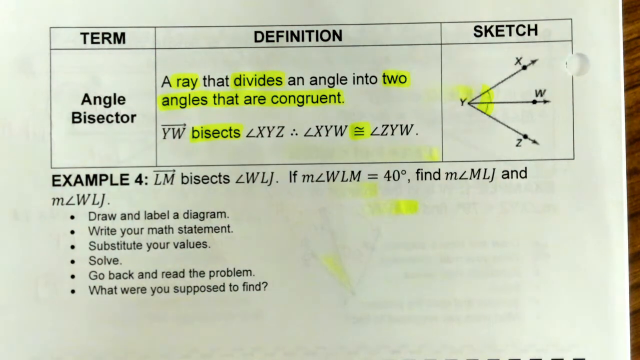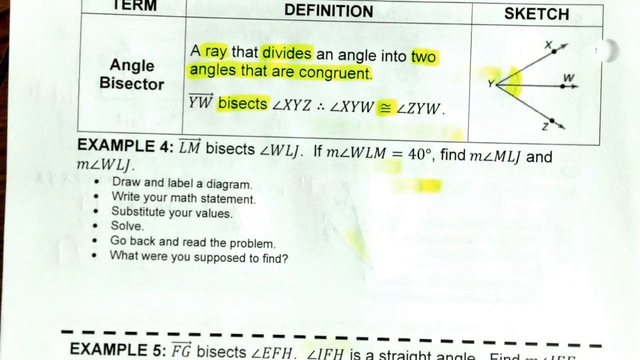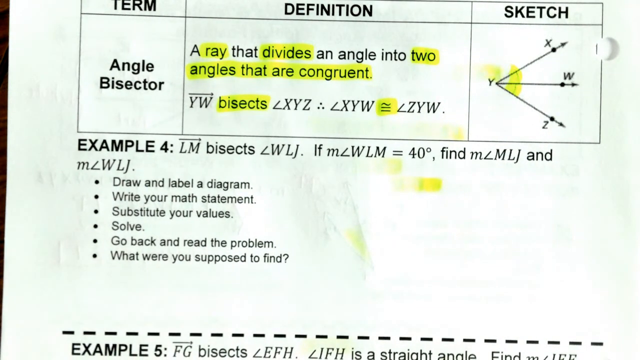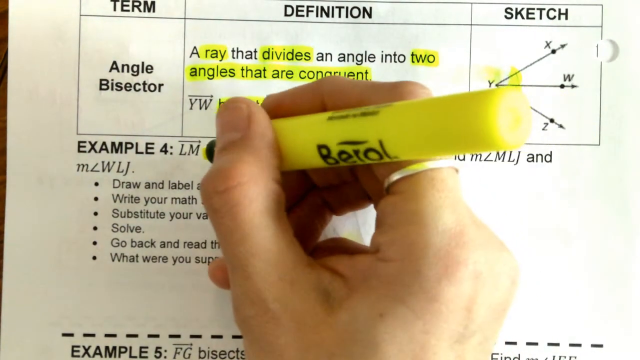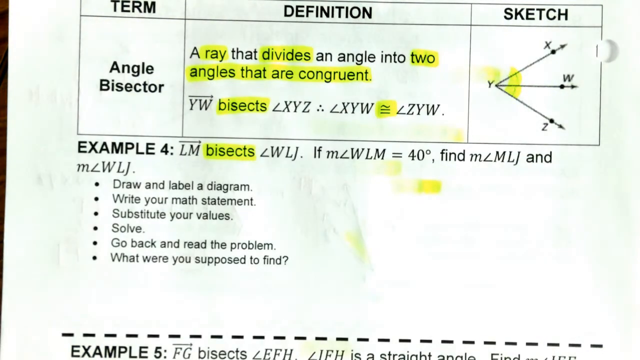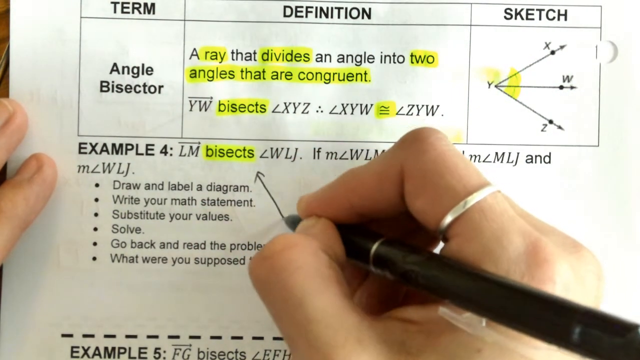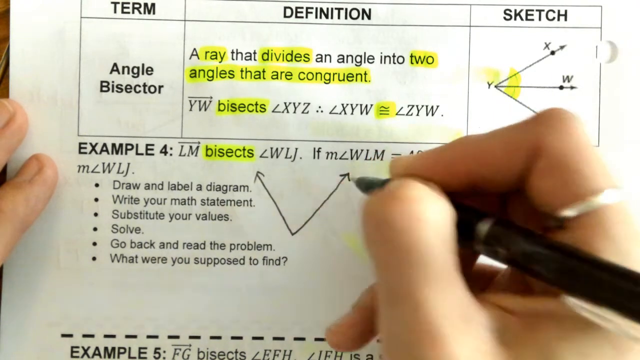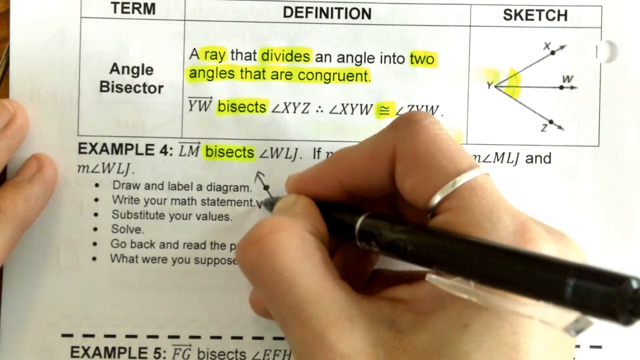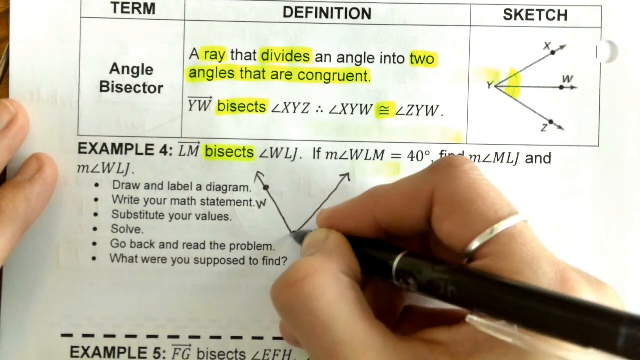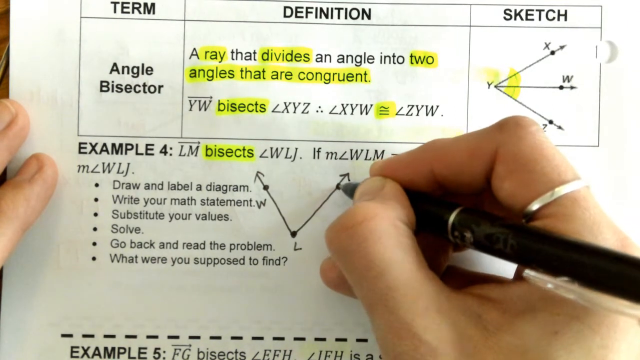So let's jump straight into the first one here. We have that ray LM. Oh, there's that word bisects. I know I'm going to have two congruent angles. It's going to bisect angle WLJ. That tells me WLJ, that angle, is the entire big thing. So we'll go ahead and draw in angle WLJ, putting our points in there where they belong, making sure the L is at the vertex.